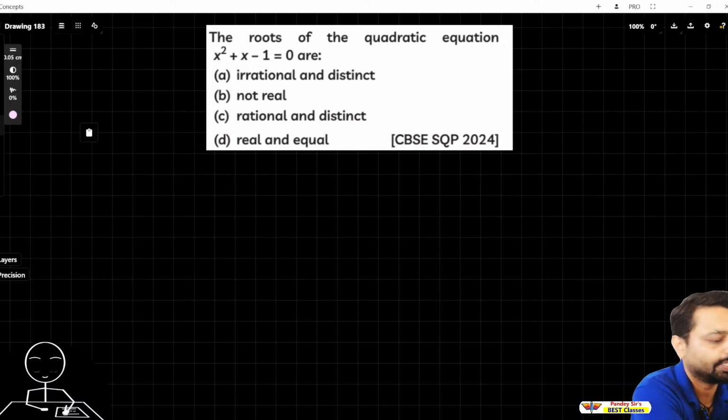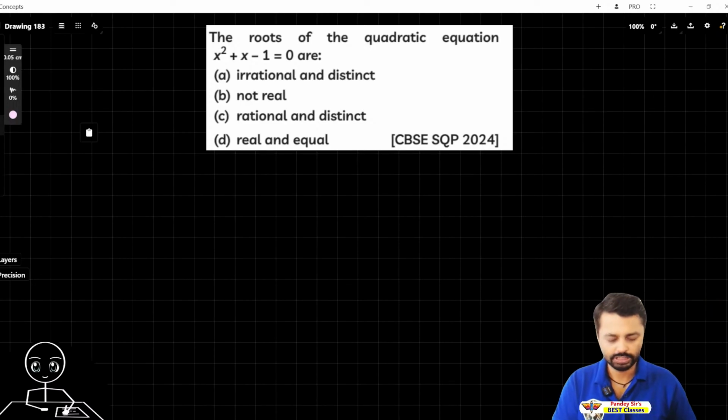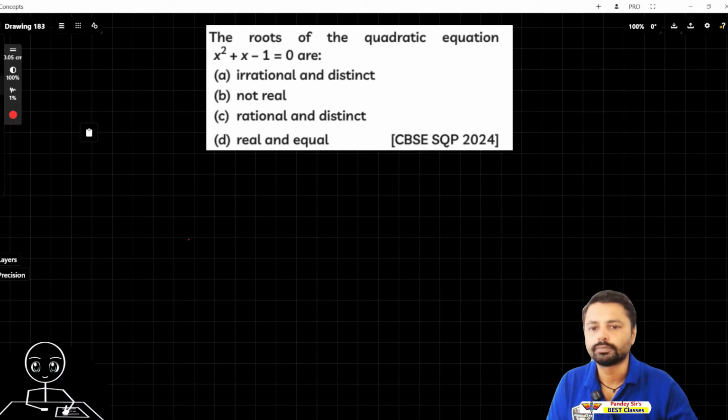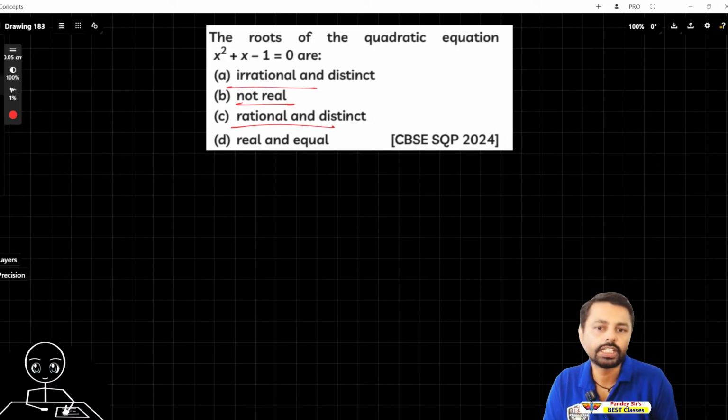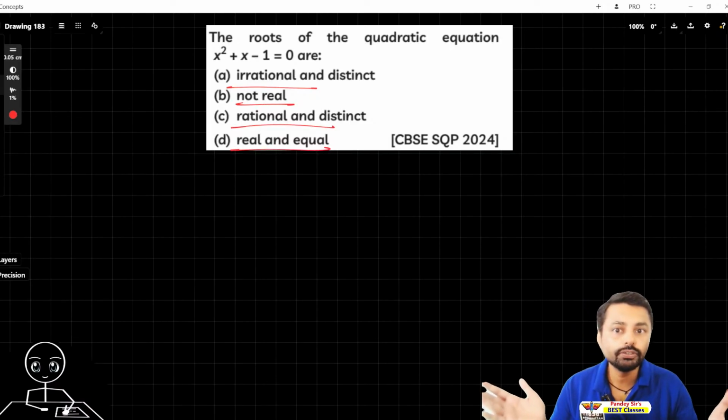I'm doing a little bit of arrangement for my writing tab because sometimes I need to connect it back. This one, yes, it's connected. Anyway, in this question, you have to find the correct answer. The options are: the roots of the quadratic equation are irrational and distinct, not real, rational and distinct, real and equal. So what formula will you use?